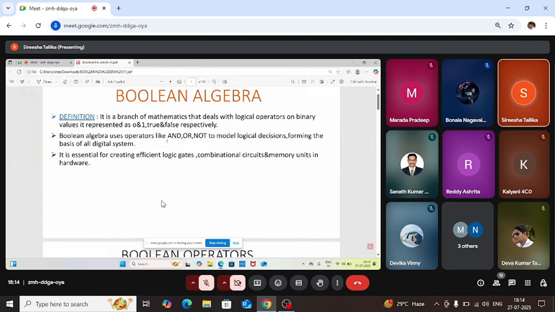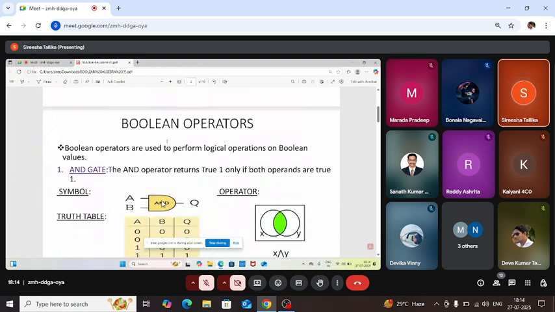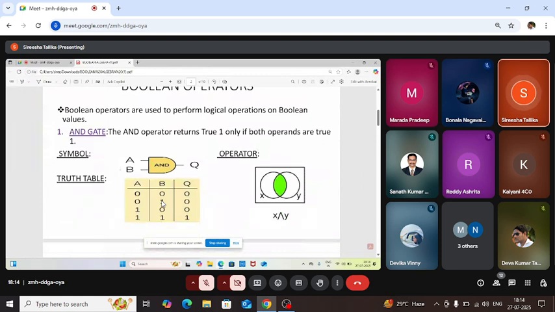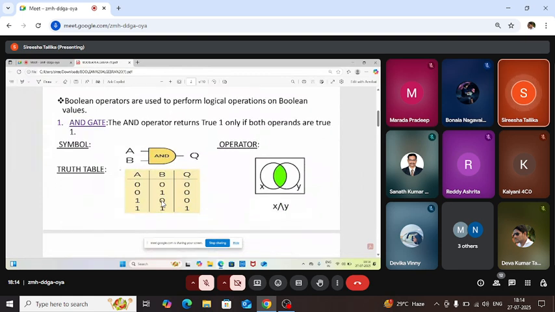Next I am going to explain the Boolean operators, that are AND, OR, NOT gates. First we are going to explain the AND gate. The AND gate means if you apply both inputs as one, the output becomes one. If both operands are true value one, then only the output becomes one. This is the AND gate. If there is any zero, the output becomes zero. This is the symbol of the AND gate, then the truth table of the AND gate, and this is the operator. We also use this symbol as an AND gate symbol.